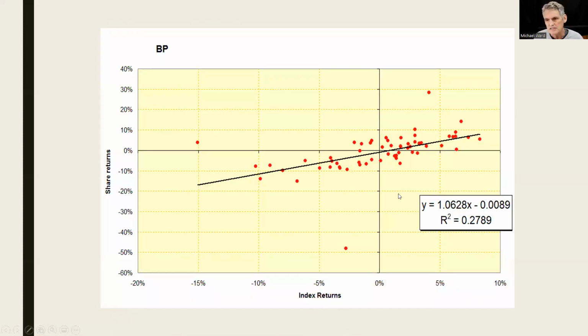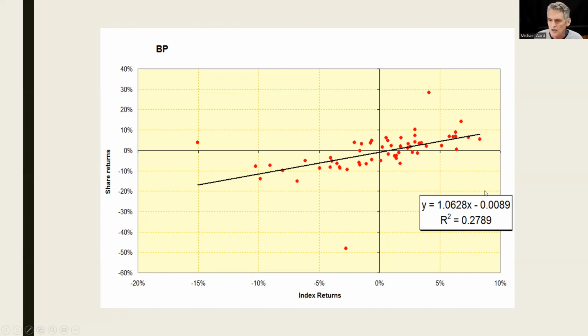So here's just a graphical description of this. This is me doing it for BP. And I'm plotting over here, notice, always on the x-axis, the index returns. For this particular one, I used the London Stock Exchange to see how well it had done. 60 different points here of monthly returns, and I did the same for BP. And I then just fitted a line through this using Excel.